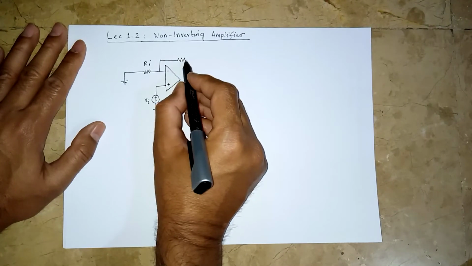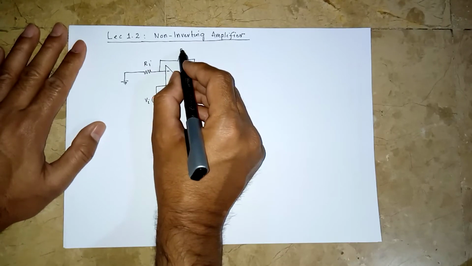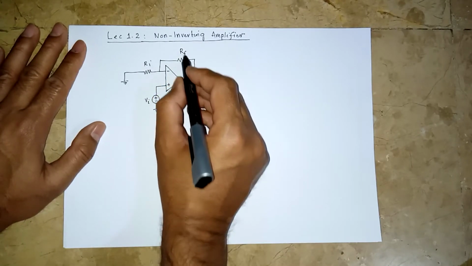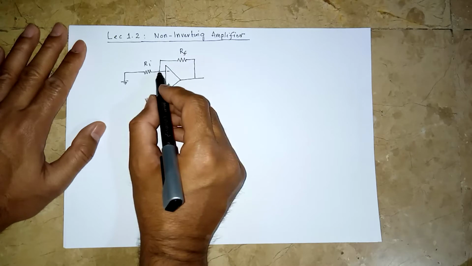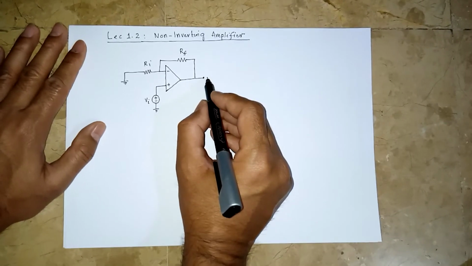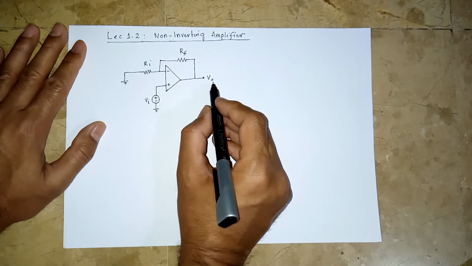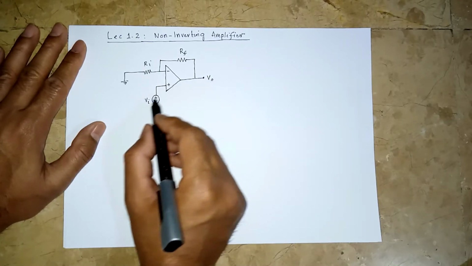We have the feedback resistor, and you can see that the feedback resistor is still between the output and the inverting input, and we know that RL is not going to play any role in here. I have eliminated that for now. This is the output. So let us try to find this Vo in terms of Vi.